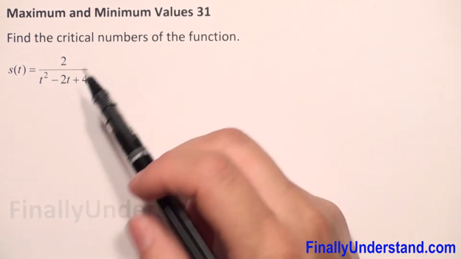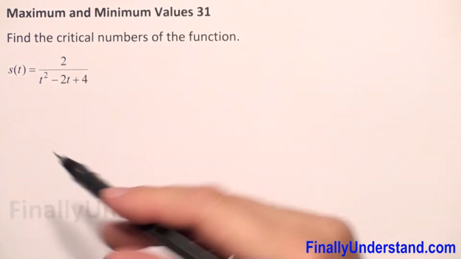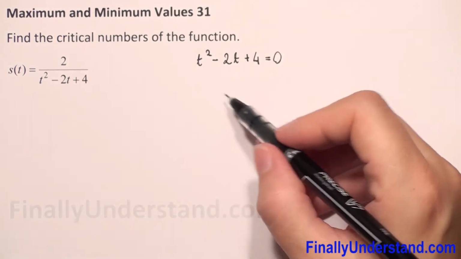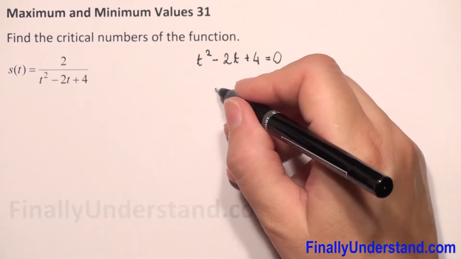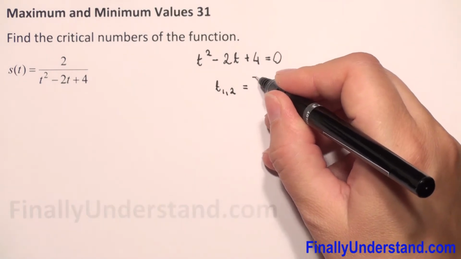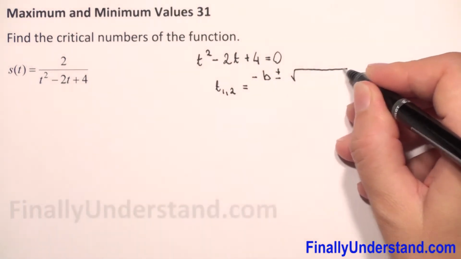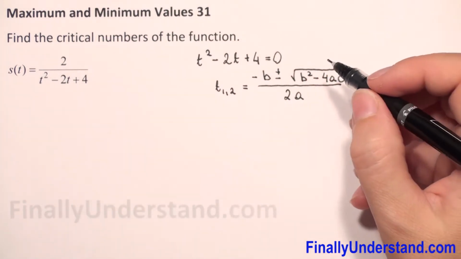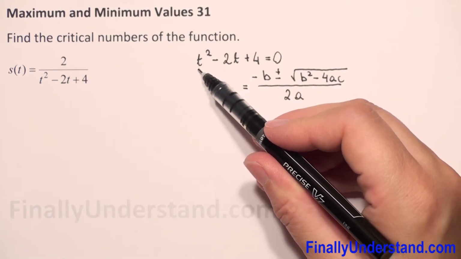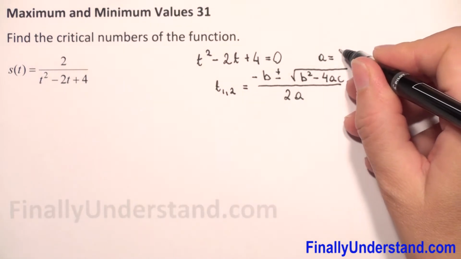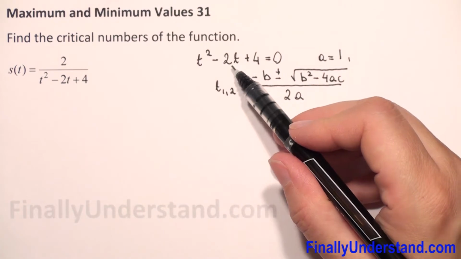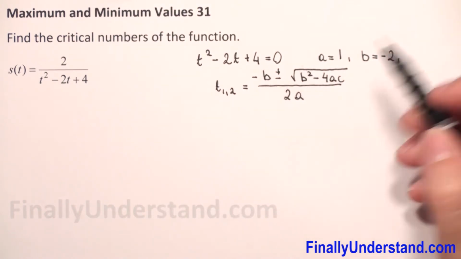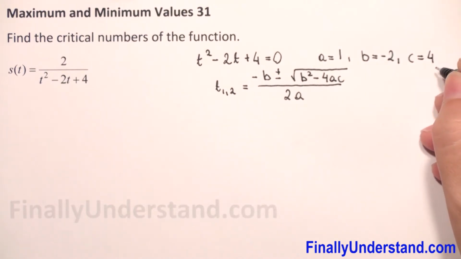Because we have a fraction, it means we have to check when the denominator will be zero. So we have t squared minus 2t plus 4 is equal to 0. To solve this equation, we will use the quadratic formula. So t1,2 is equal to minus b plus minus the square root of b squared minus 4ac over 2a. We know that the coefficient before t squared is our a, so a in our case is equal to 1. The coefficient before t is b, so in our case b is equal to negative 2. And the constant is our c, so c is equal to 4.